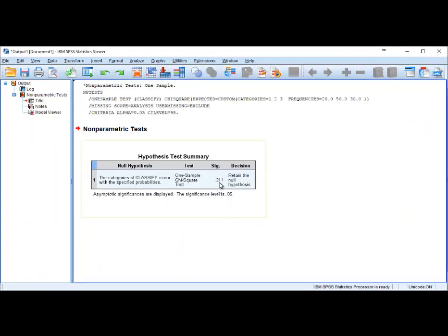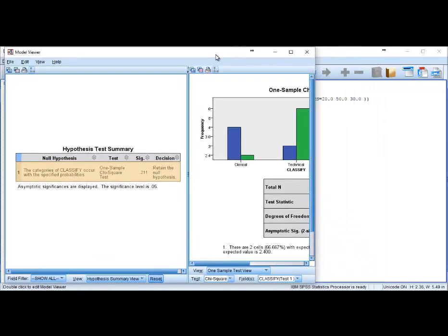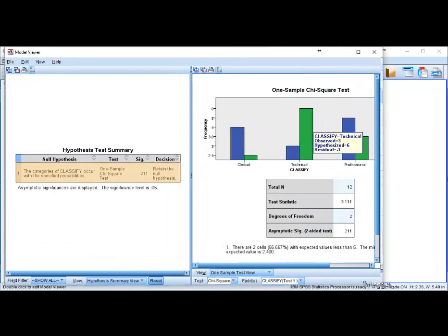Note that the significance level is 0.21, greater than 0.05, so that is not a significant difference from the expected relative frequencies. Now, with the non-parametric tests in the newer versions of SPSS, you can also double-click their outputs and get substantially more information than the default.